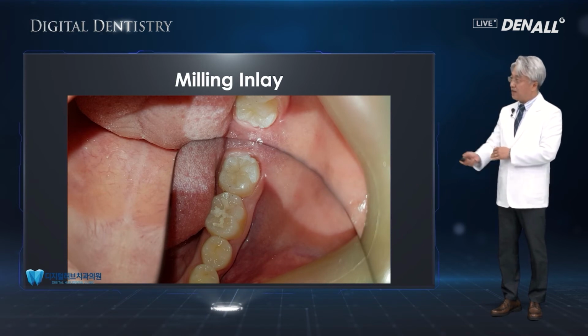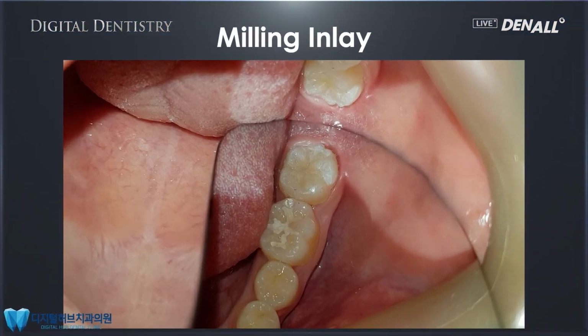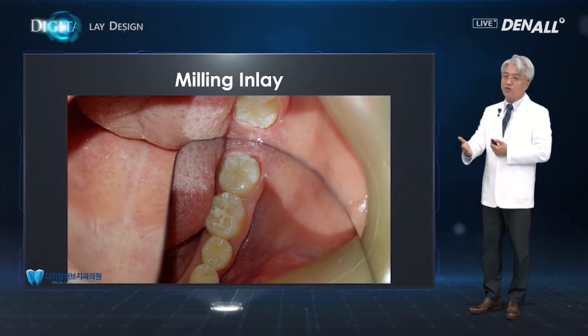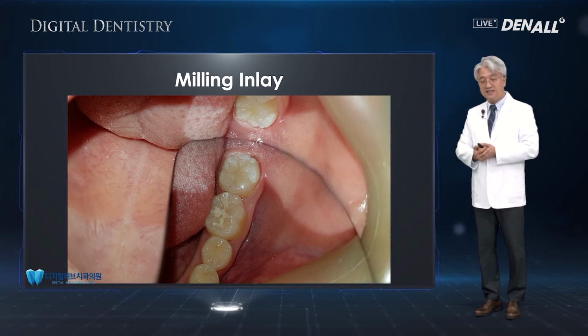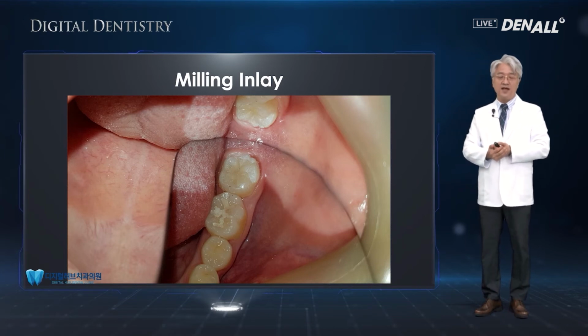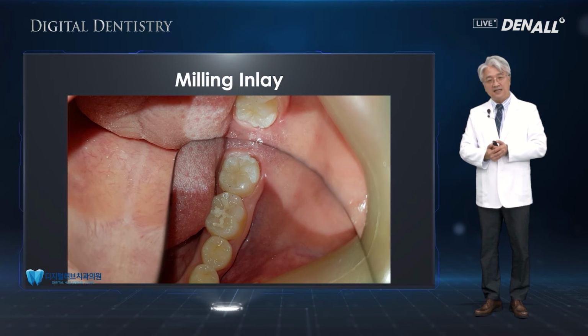So this is the clinical case. As you can see, number 7 or 6, the fitness is really good, looks well fit. If you just remove the resin cement, then I think we can gain very good margins. And the bonding material is resin cement, so it's very good for bonding.